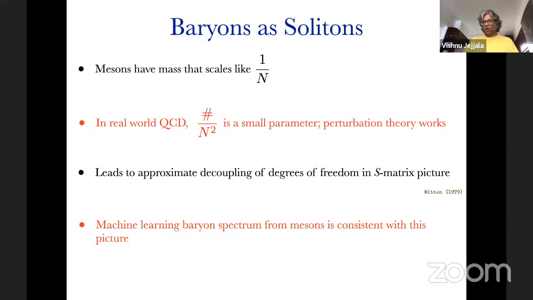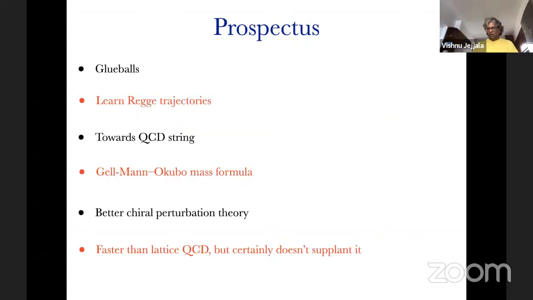Why should we expect this to work for n equals three? The usual argument is that there are small parameters and one over n squared may be good enough at n equals three. And the machine learning baryon spectrum for the mesons in real world QCD is consistent with Witten's picture. All right, so we'd like to see whether we can take this further.